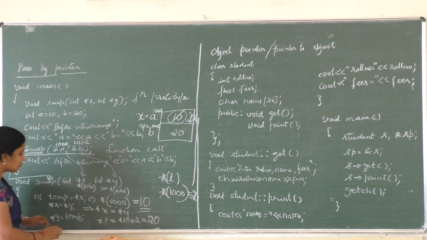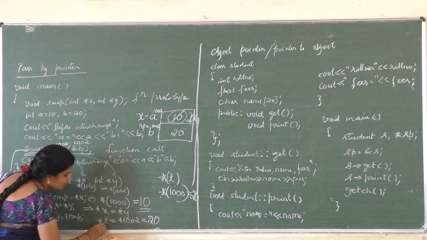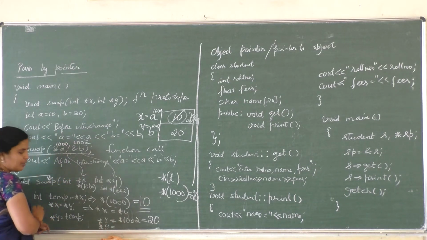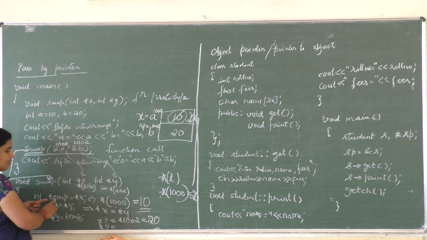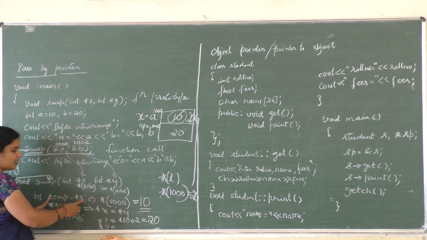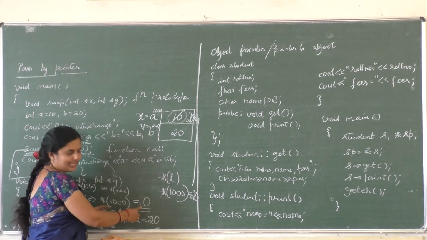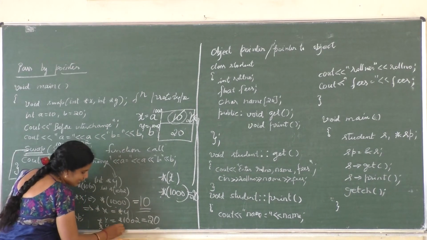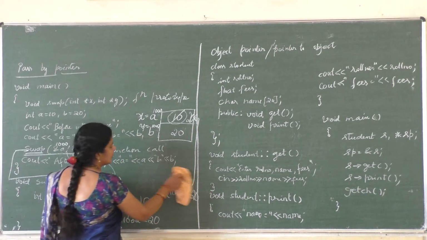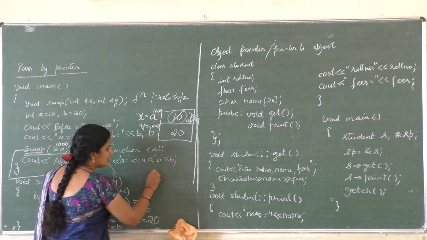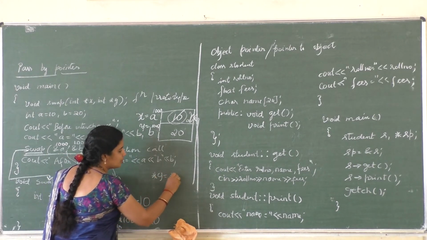Next, star Y is equal to temp. What is temp? Temp we have already considered. Temp is equal to star X, that is equal to 10. Okay. Star Y is equal to temp means what?